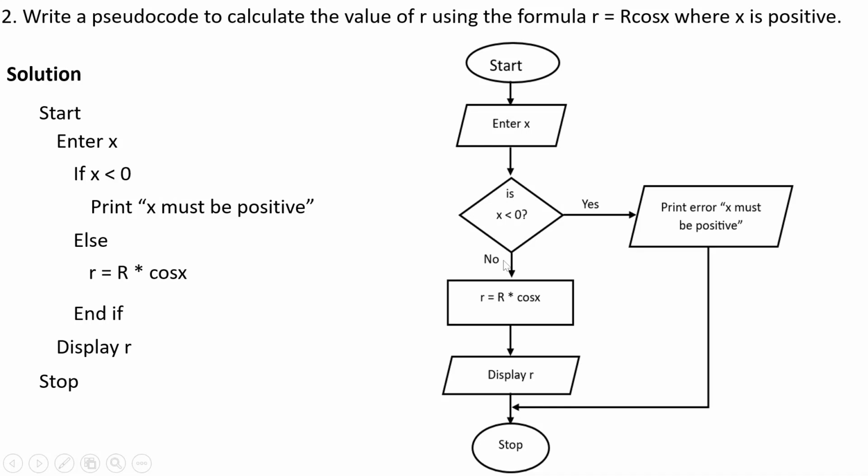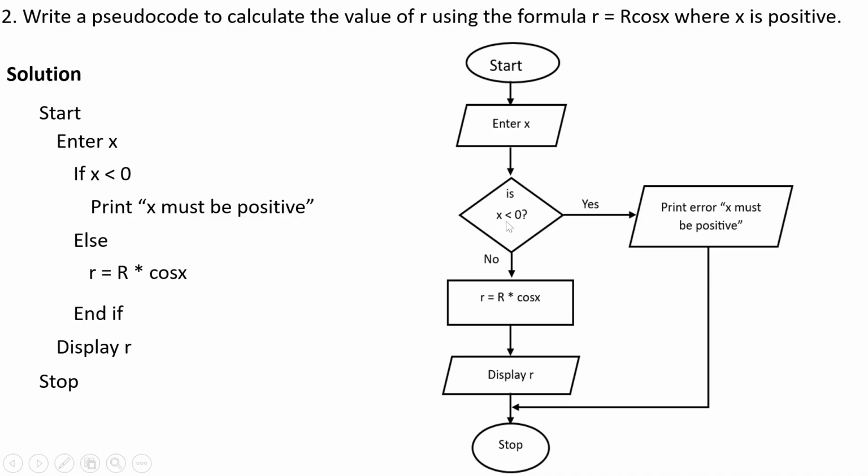If it is no here, it is not the case that x is less than 0, then it should go ahead to do this, because it means the right value, which is positive, has been put in. Then it should calculate the value of r after entering a correct x here. So when you enter x here, it should be checked: is x negative? If it is yes, print x must be positive.